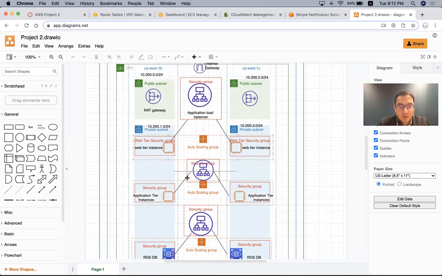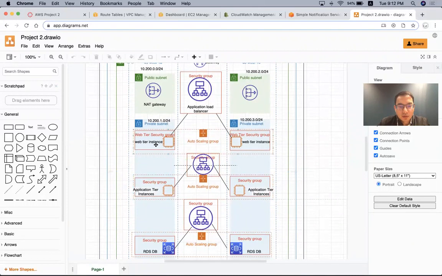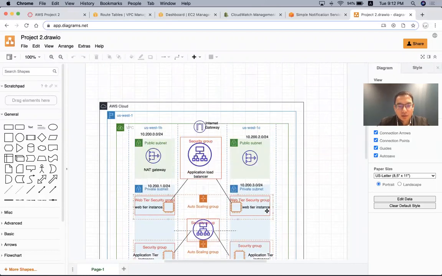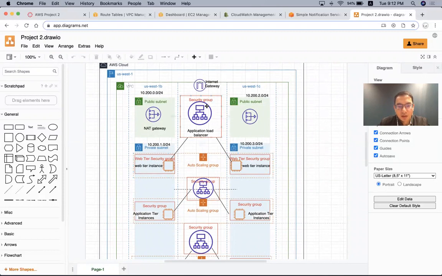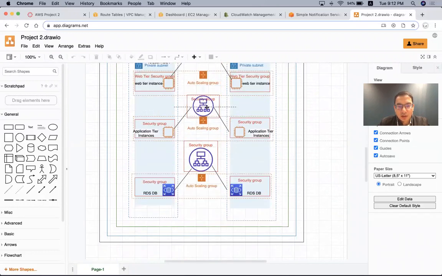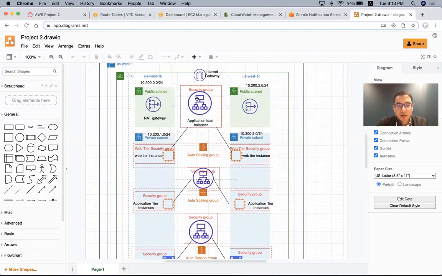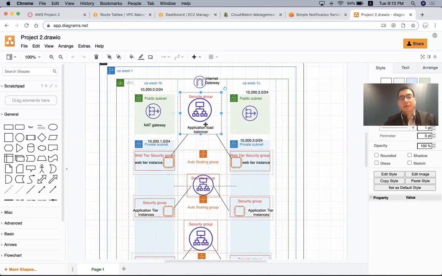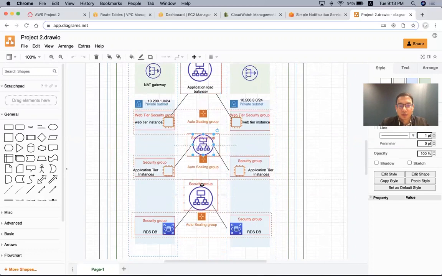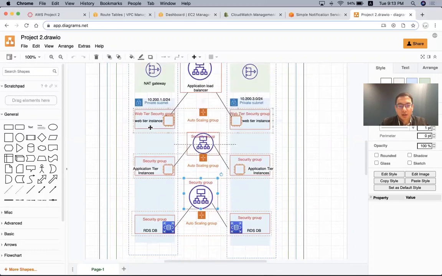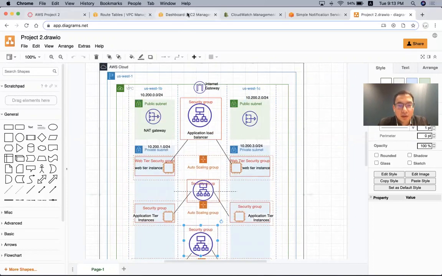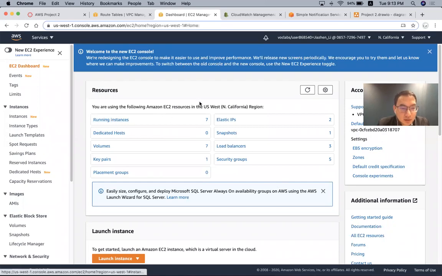Okay, so in the private subnet, we have 3 tiers: web tier instances, application tier instances, and database tier instances. Each of them has its own auto scaling group and application load balancer. This load balancer is related to the application tier, and this load balancer is related to the database tier. This application load balancer is connected to the internet, but the other 2 are internal use. And we're going to take a look at the EC2 instances.